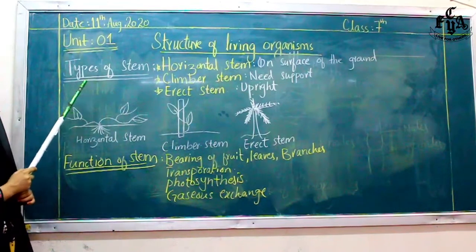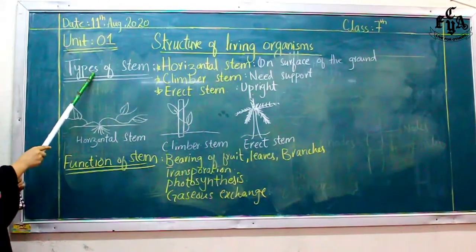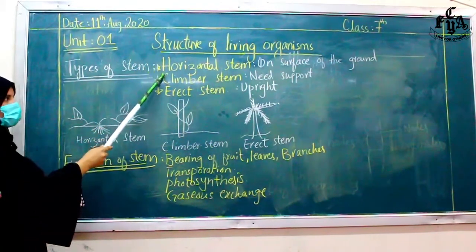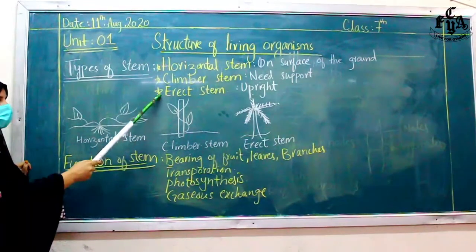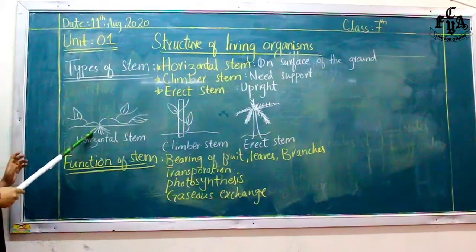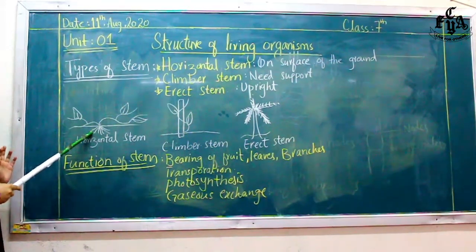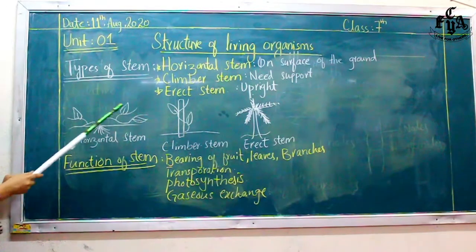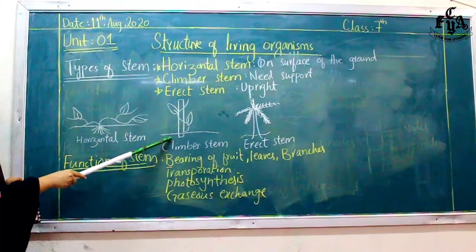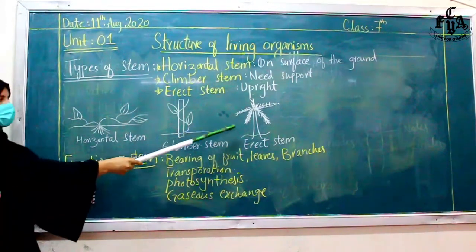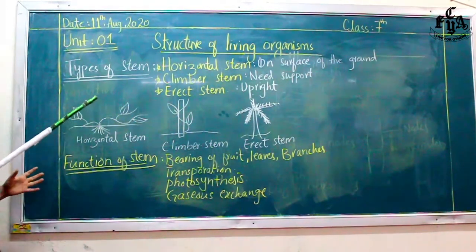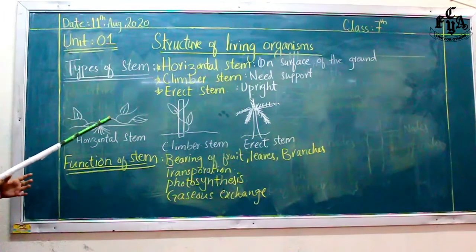After the parts of the stem, the next topic is the types of stem. There are three types of stem: horizontal stem, climber stem, and erect stem. Here I have given you the diagrams of all the stems. This is the diagram of the horizontal stem. Within the horizontal stem, we have the example of the strawberry plant. Within the climber stem, we have the example of grapes or the money plant. The next one is the erect stem. Within the erect stem, we have different types of plants like palm tree, date tree, mango tree, apple tree.